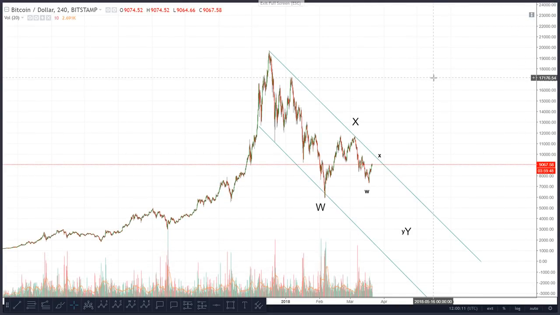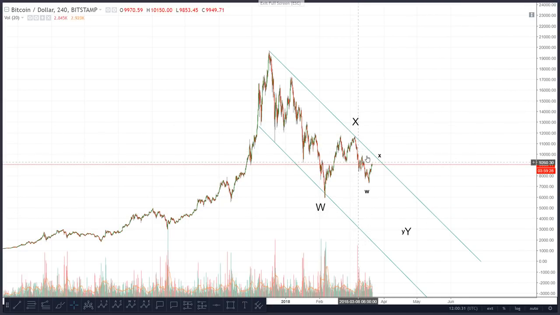So as you may know already from watching my videos, first of all, this is Bitcoin on the 4-hourly chart. From watching my videos, you know that I'm projecting a price target around this 3,500 mark, where I expect a large WXY retracement.